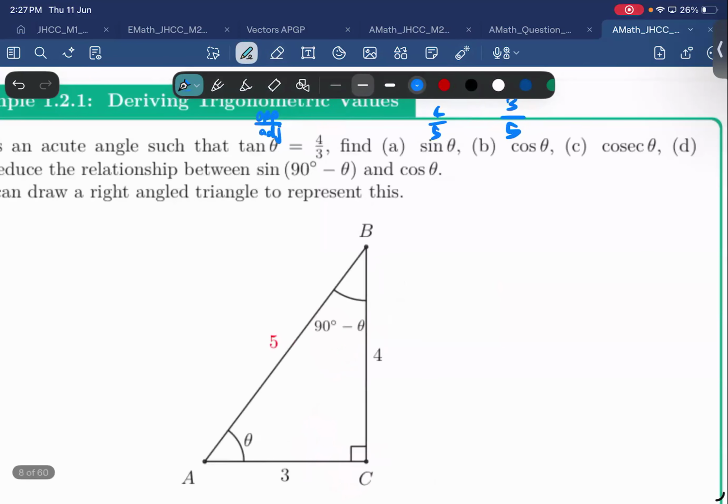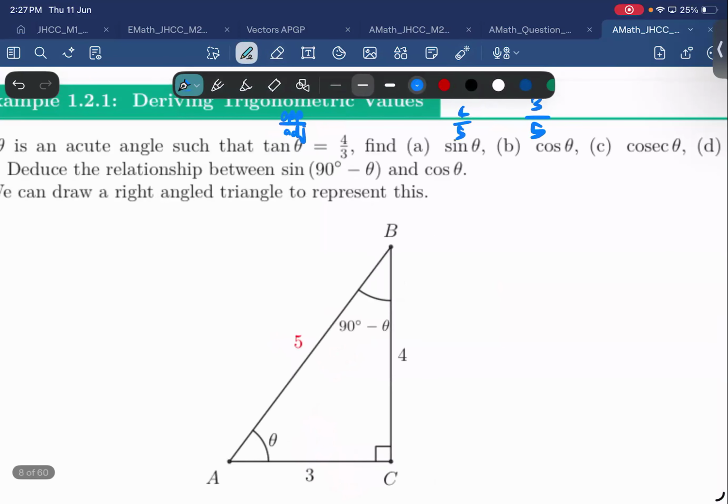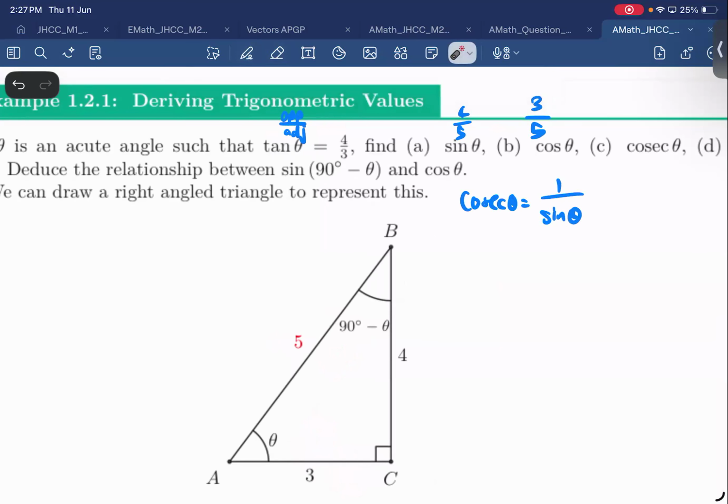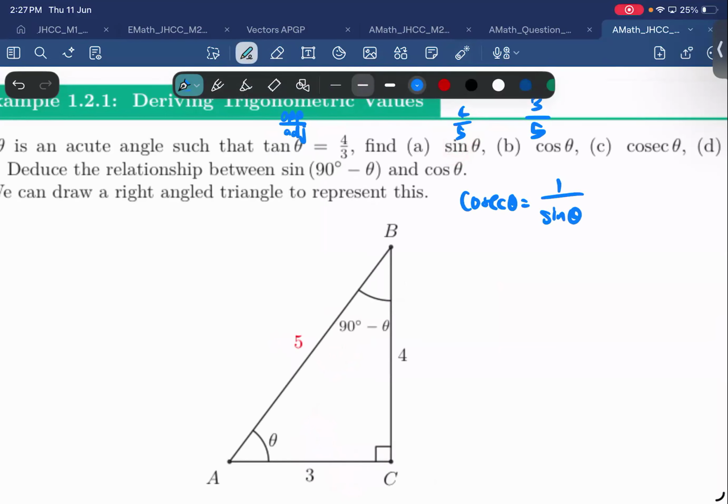What about cosecant theta? Cosecant theta is 1 over sine theta, right? And we know the value of sine is 4 over 5. So 1 divided by 4 over 5, you flip the fraction around, so it's 5 over 4.